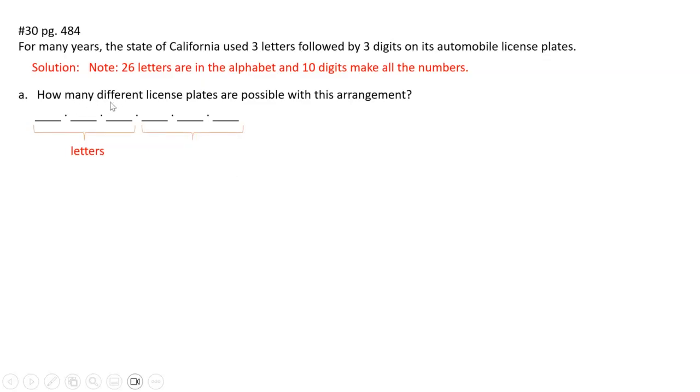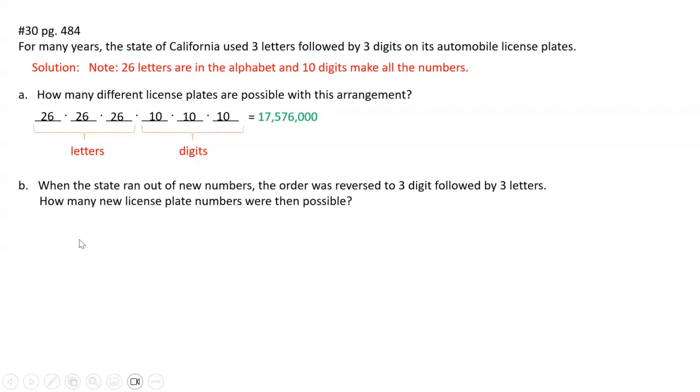So here, guys, they're not asking for any restrictions, right? So that means 26 letters can go in the first slot, 26 in the second, 26 in the third. Now 10 digits in the first slot for the digits, and 10 and 10. You multiply it out, you're going to get 17,476,000 different arrangements.